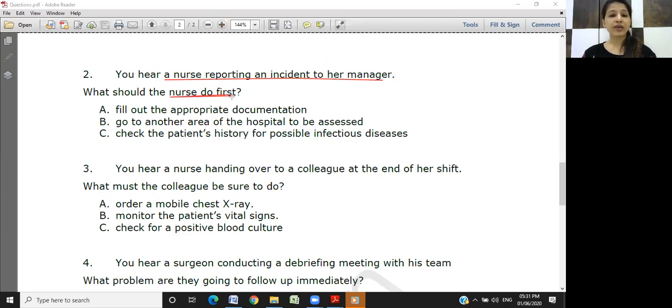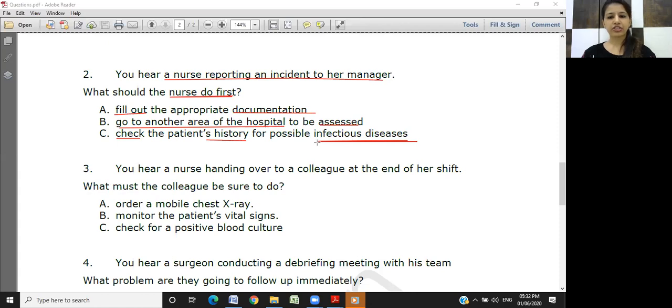Okay, and the first is also a very, very important word here, because she might have to follow a long procedure, but what is the first thing that she has to do? What is the first step? So here it says fill out documentation, go to another area of hospital for assessment, or check patient's history for infectious diseases. So what does the nurse have to do first? Does she have to fill in a document, or go to another department, or check the patient's history?